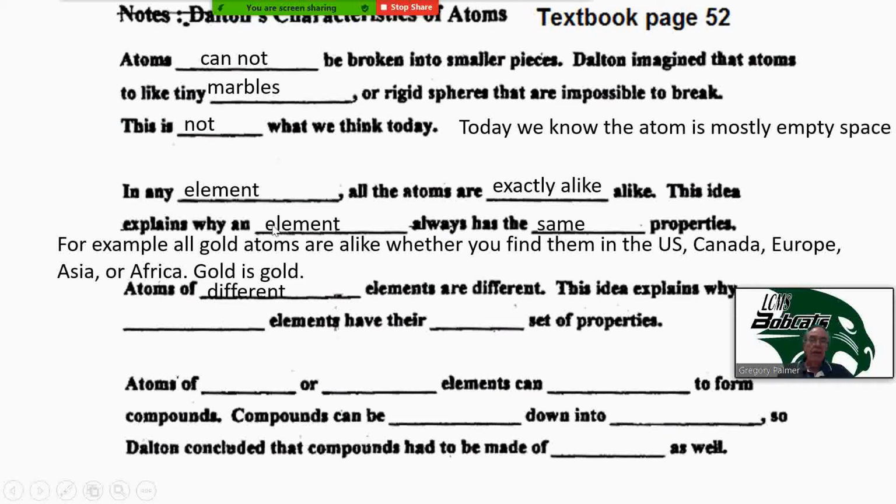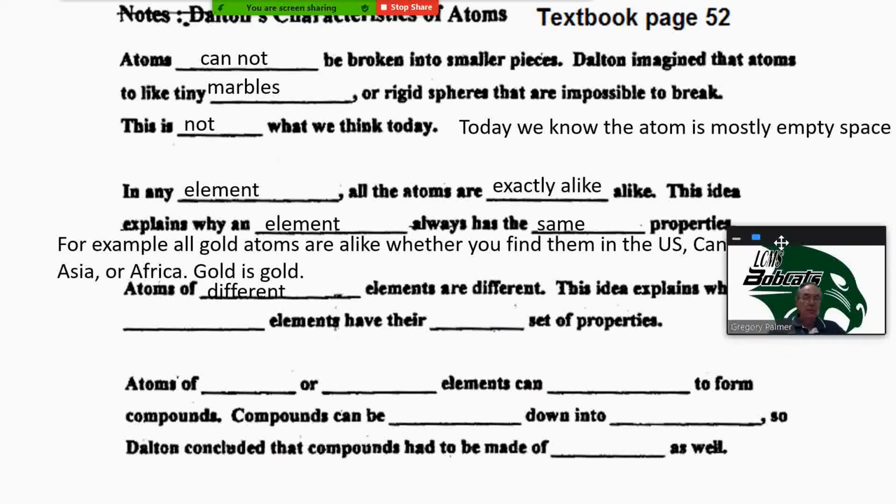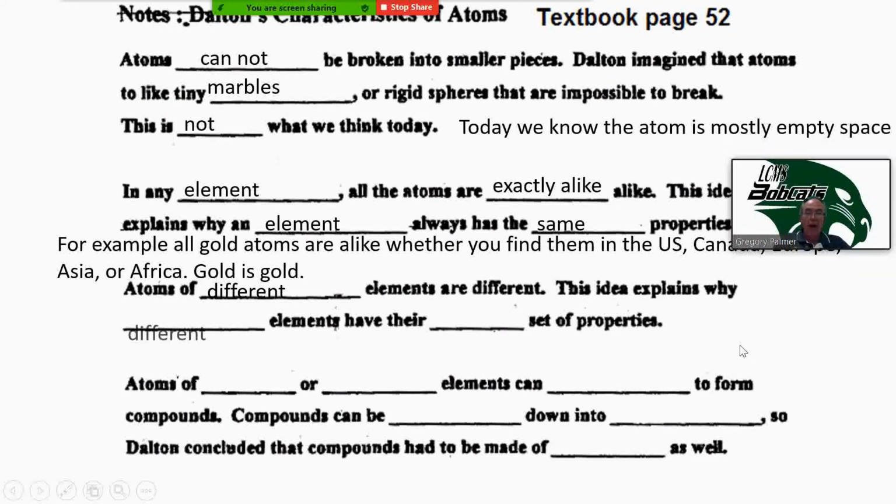Now, since all the atoms of any particular element were exactly the same, then Dalton also believed that atoms of different elements were different. So, for example, gold atoms are not like iron atoms. What he believed, and we still believe today, is that gold atoms were different than iron atoms, and that's why gold had its properties and iron had its properties. Oxygen atoms are different than iron atoms or gold atoms. So each element had its own kind of atom, and that's why each element had its own unique properties.